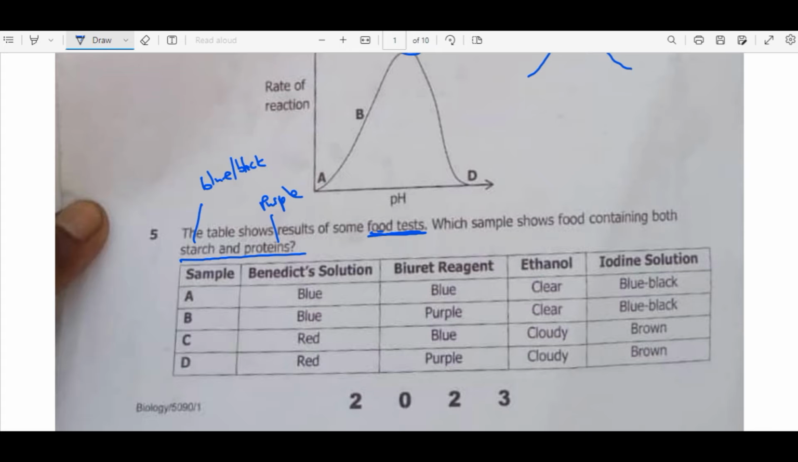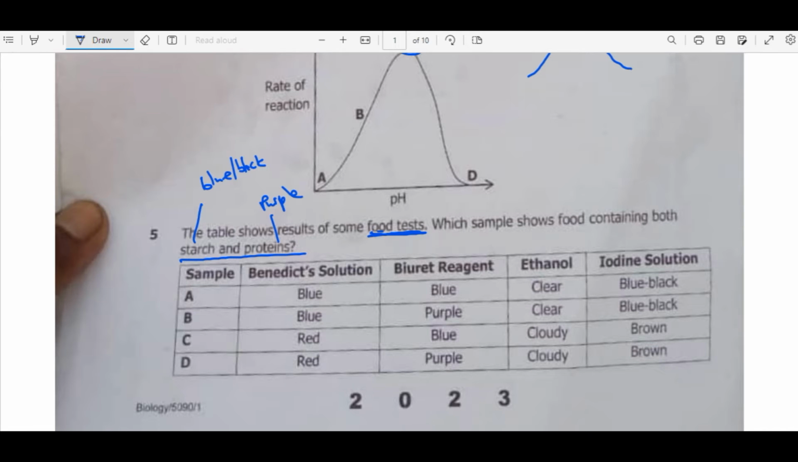So now let us look at the answers. For A, we have blue, and then clear, and then ethanol, that is alcohol, which is clear, and then iodine solution, which is blue-black. Can this be the answer? No. So let us move to B: we add Benedict and it will turn blue, and then biuret reagent, it will turn purple, and then ethanol, clear, and then blue-black.